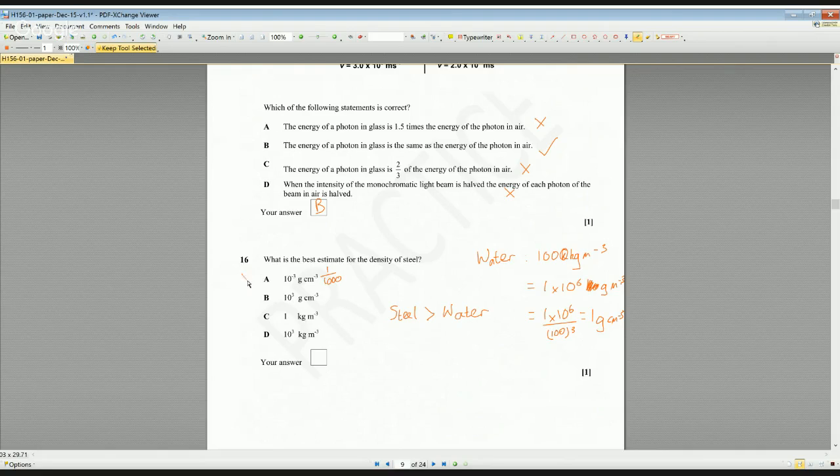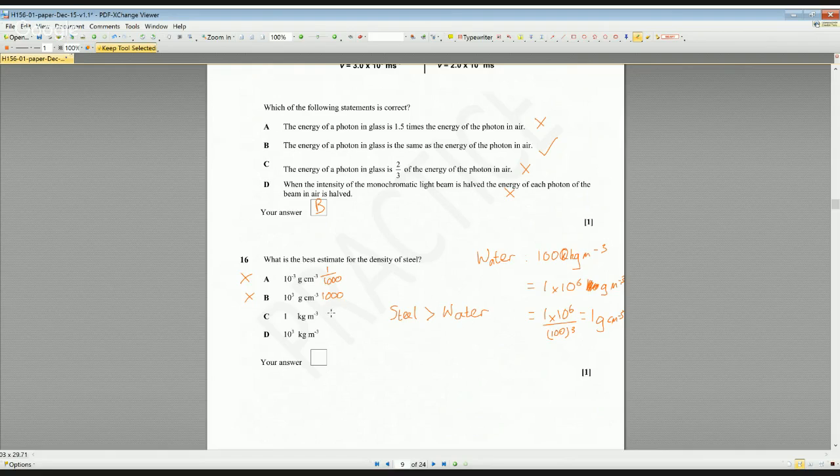So it definitely can't be that one because steel is heavier than water. The second one here, 10 to the power of 3 grams per centimeter cubed, that would be 1,000 times heavier than water, 1,000 times more dense. Now, yes, steel is more dense than water, but is it really 1,000 times more dense? Would you need tons of water to weigh the same as 1 ton of steel? So that doesn't make sense. You need 1,000 cubic meters of water to weigh the same as 1 cubic meter of steel. That's not true. It's not 1,000 times.